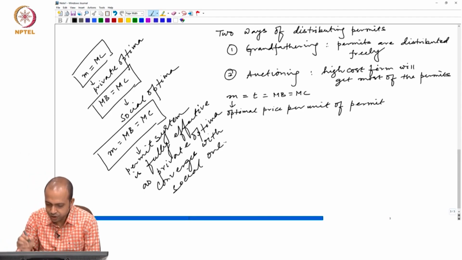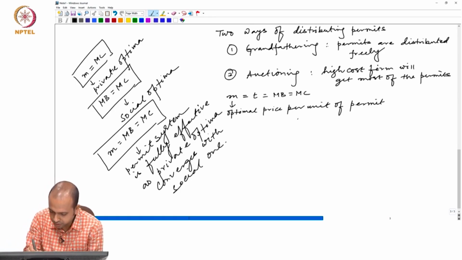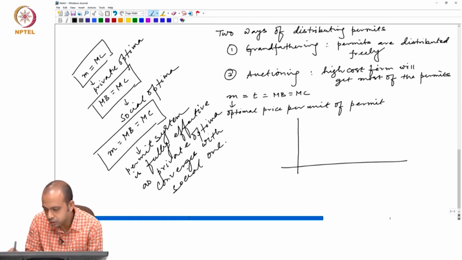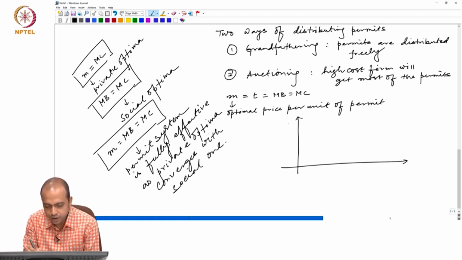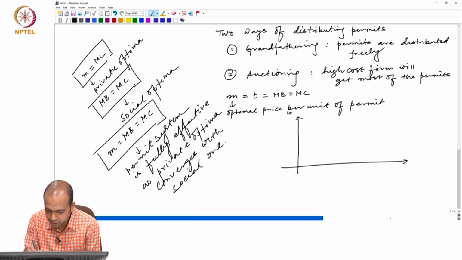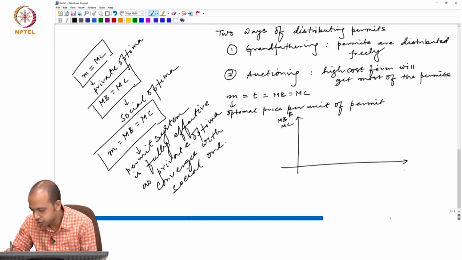All right. Now, let us say that this is our graph, in the y axis once again we are measuring dollars, because you can measure marginal benefit and marginal cost of pollution control, and here we are measuring pollution control.